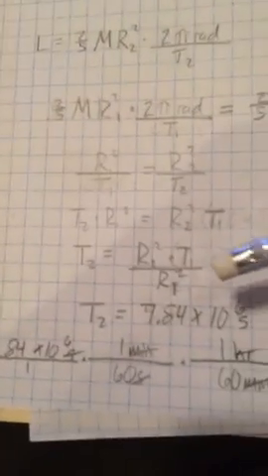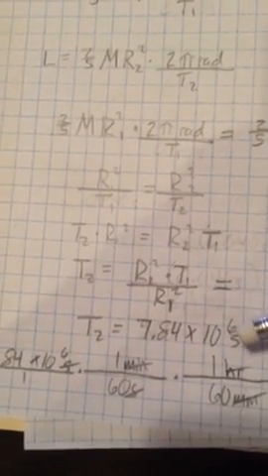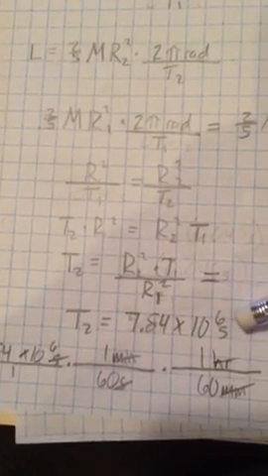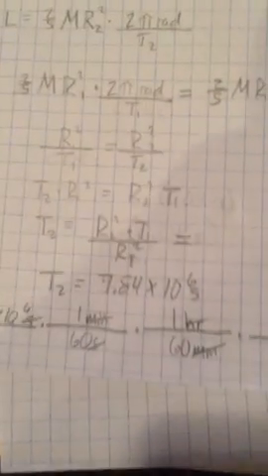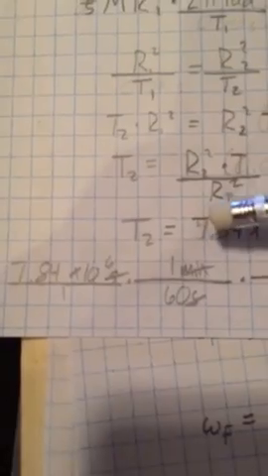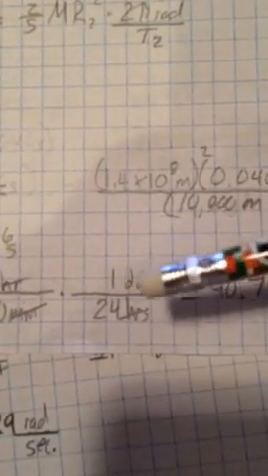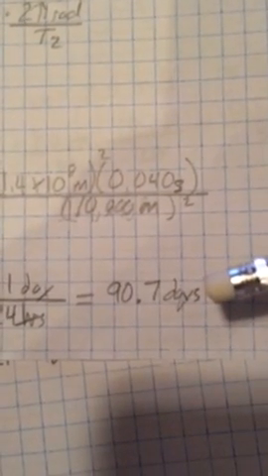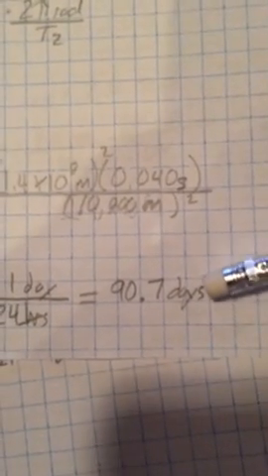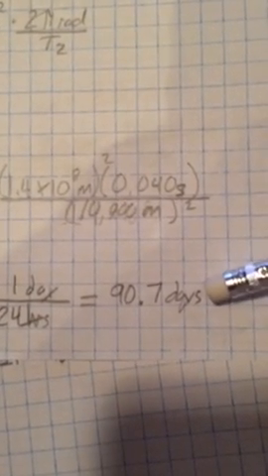And when I plug in the numbers, I get a T2 of 7.84 times 10 to the 6 seconds. That doesn't make much sense to us, so I'm going to get rid of seconds. And so I have those seconds, and I did a bunch of dimensional analysis, and I keep going, get to days, and I get 90.7 days as my answer. And that's the time it takes for one rotation of this neutron star once it expands to its second radius.